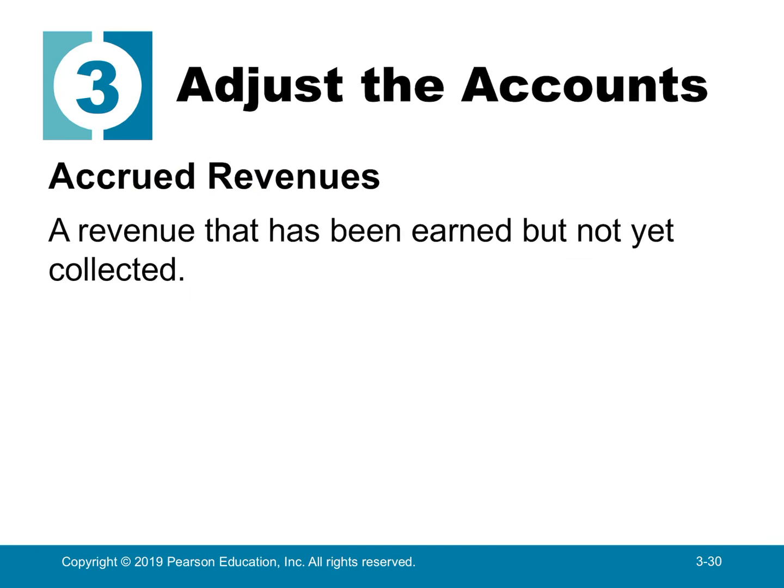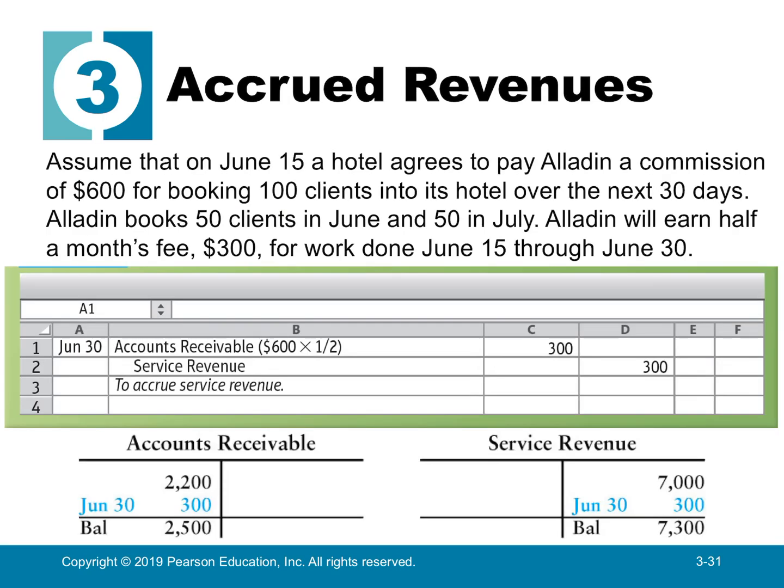Let's look at accrued revenues. So accrued revenues, it's a revenue that's been earned but not yet collected. So let's do an example of what that means. So assume that on June 15th, a hotel is going to pay Aladdin a commission of $600 for booking 100 clients over the next 30 days. During June, Aladdin books 50 clients. The other 50 they book in July, right?